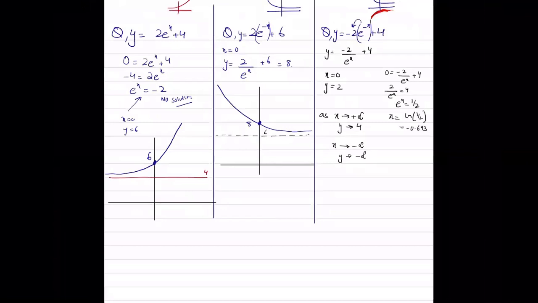This is the information that I have found. I have found the x-intercepts, the y-intercept, and the general trend of the graph. When it approaches a very large value, the maximum value of y is going to be 4. When it approaches a very small value, it approaches negative infinity. So this tells me that the graph should look something like this.